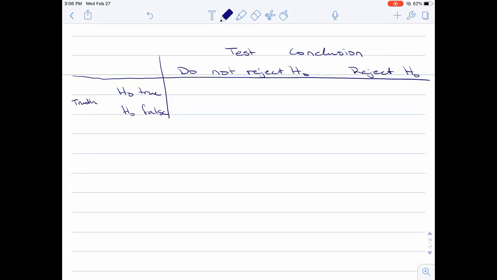If H0 is true and you don't reject H0, that's okay, right? That's not an error. That's good, right? So here you're okay. If H0 is true, but you decided to reject H0, that would be a type 1 error, is what it's called. So this is a type 1 error.